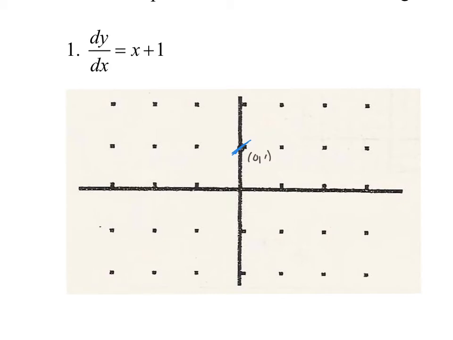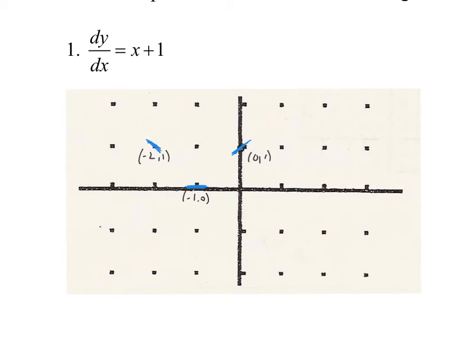And then we pick another point. Let's say we pick the point (-1, 0). Again, we use this, x plus 1. x plus 1 will be 0, so we draw a little line that has a slope of 0. And we keep going. Let's say we choose this point here. That point is (-2, 1). So x plus 1 would be -1, and we draw a little line with a slope of -1.